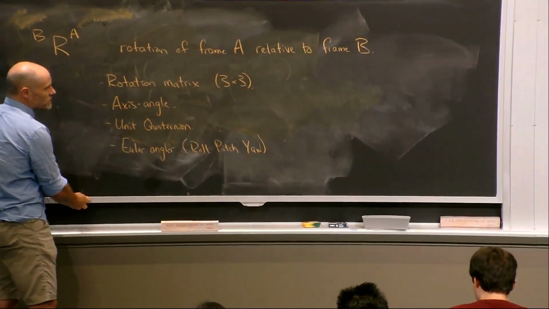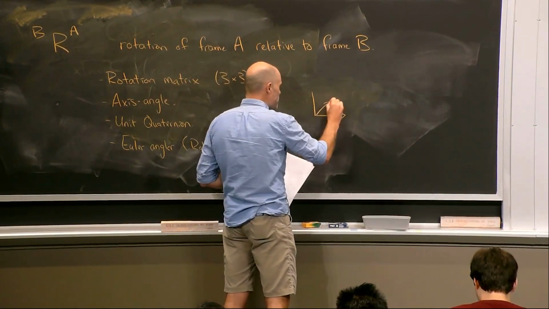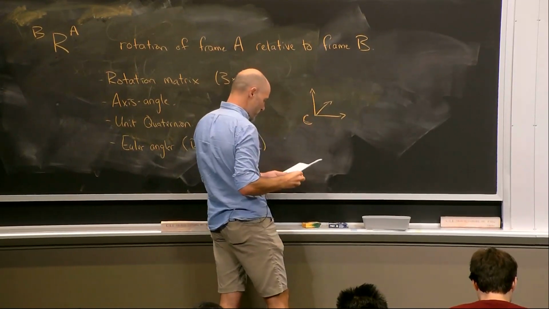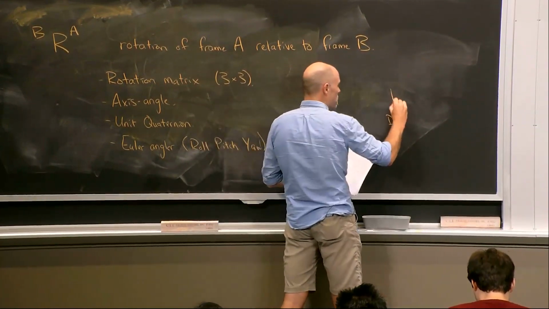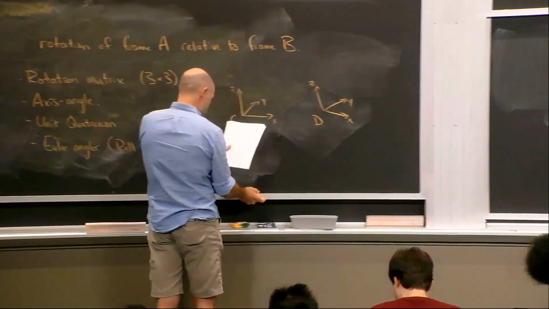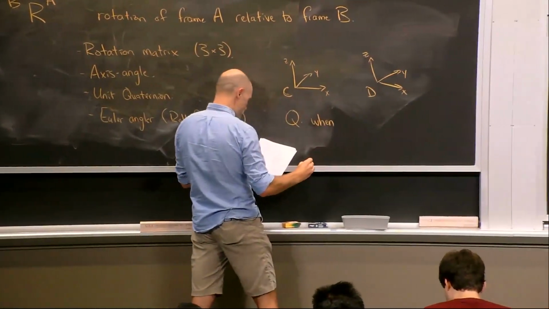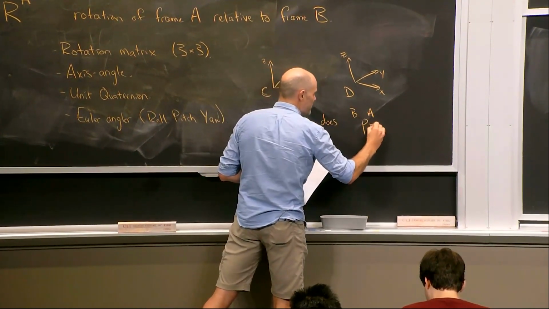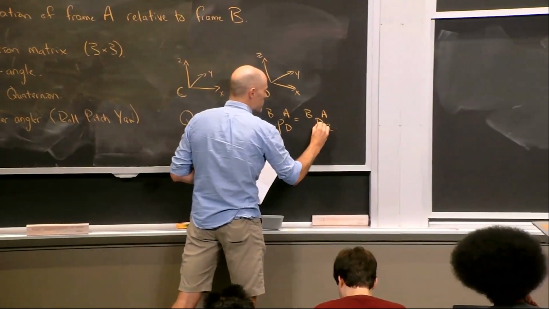So let me ask a question then. Let's say I have two frames. I'm not going to do the colors this time; I'll only do it when I need to be clear here. But X, Y, Z. I've got another frame, X, Y, Z. So question: when does P_BA in D equal P_BA in C?